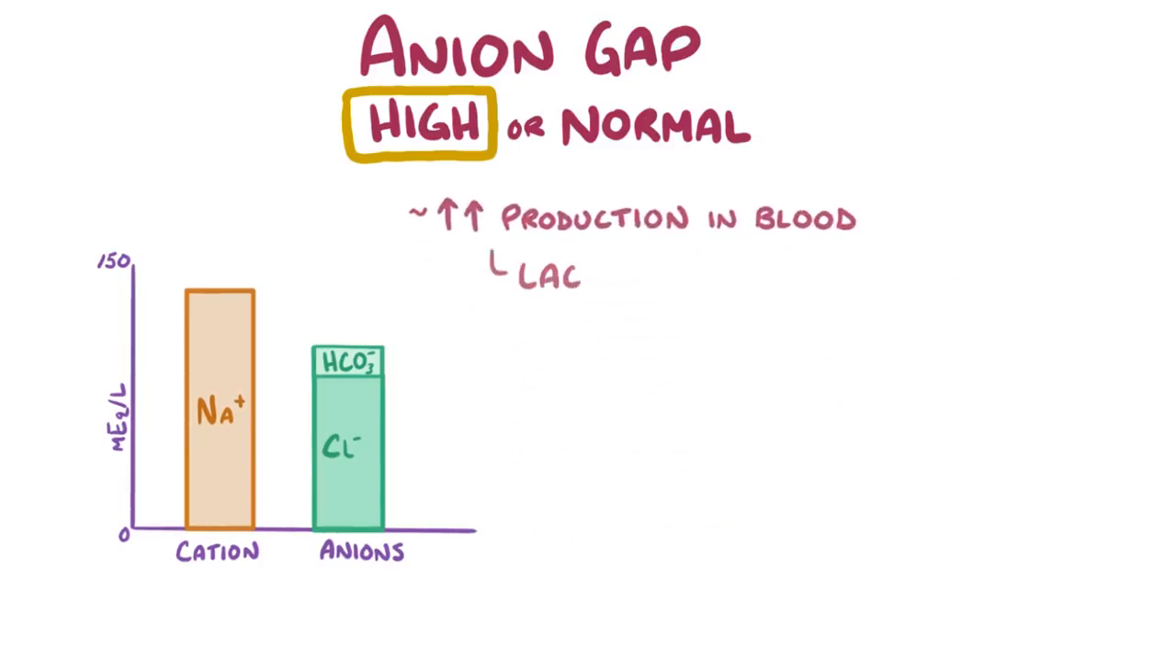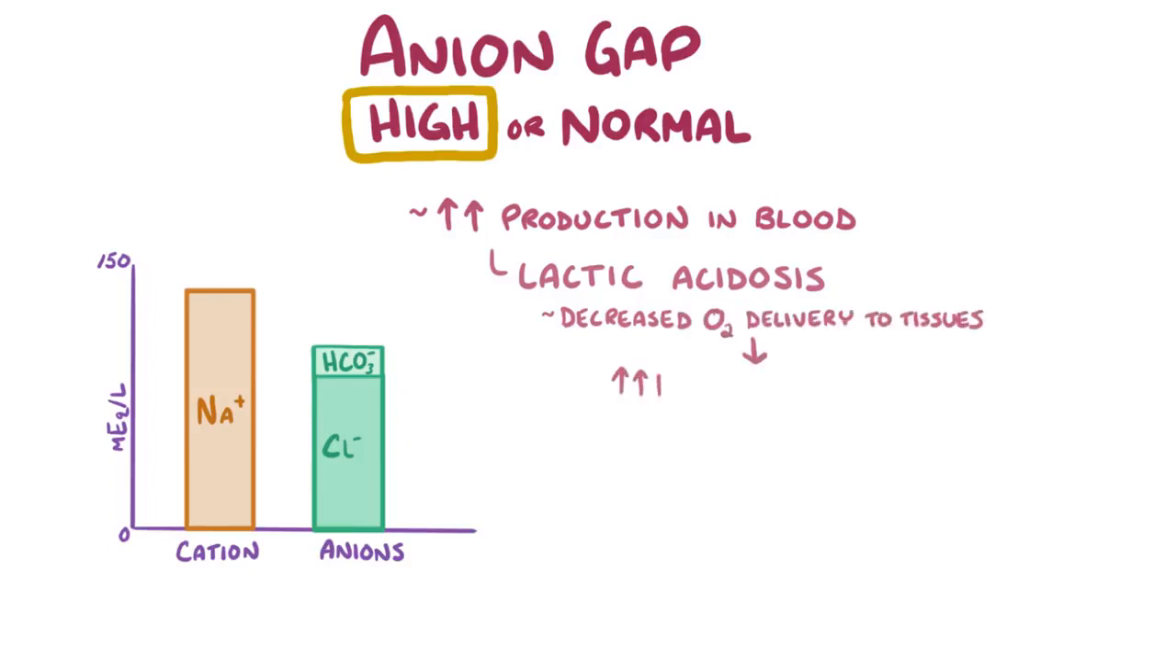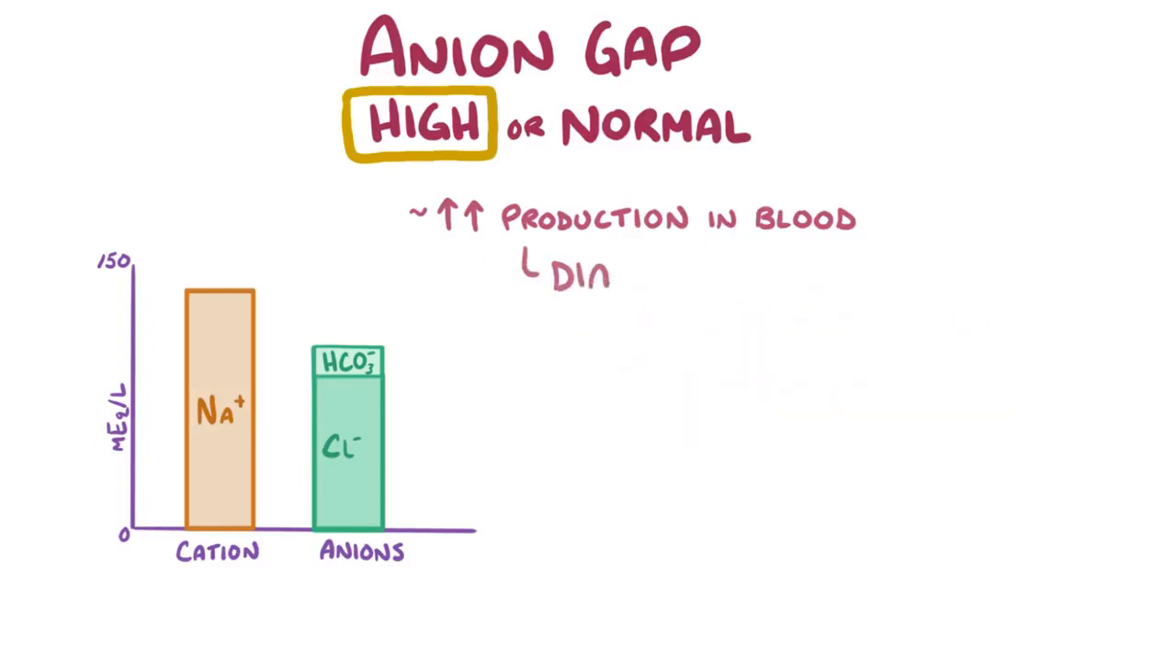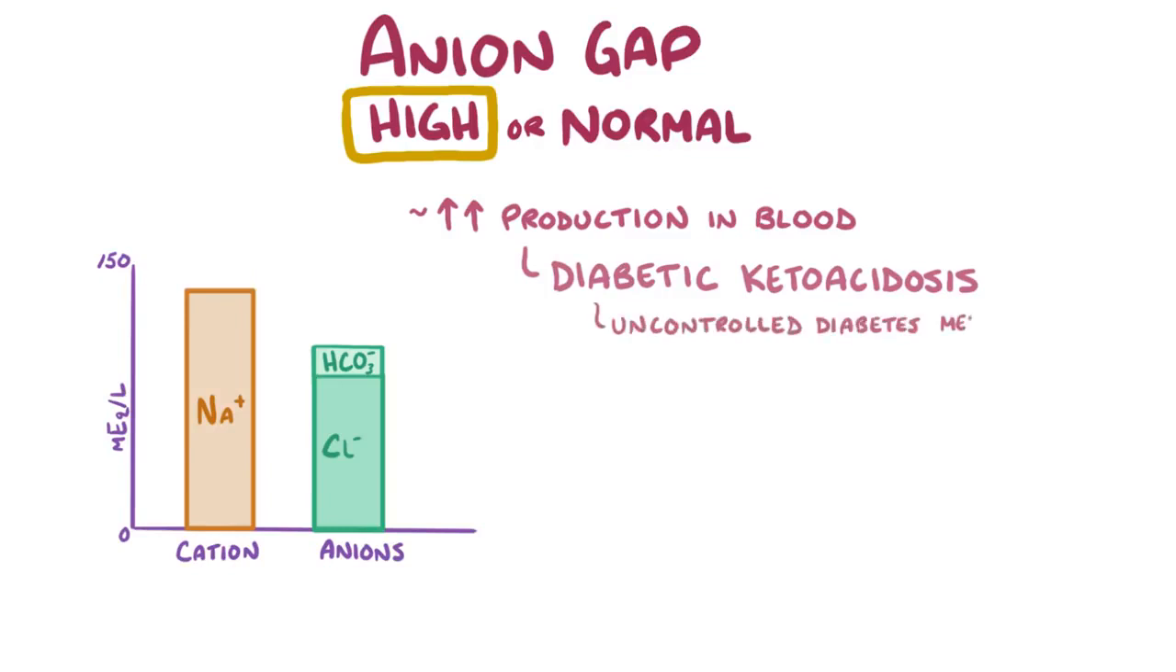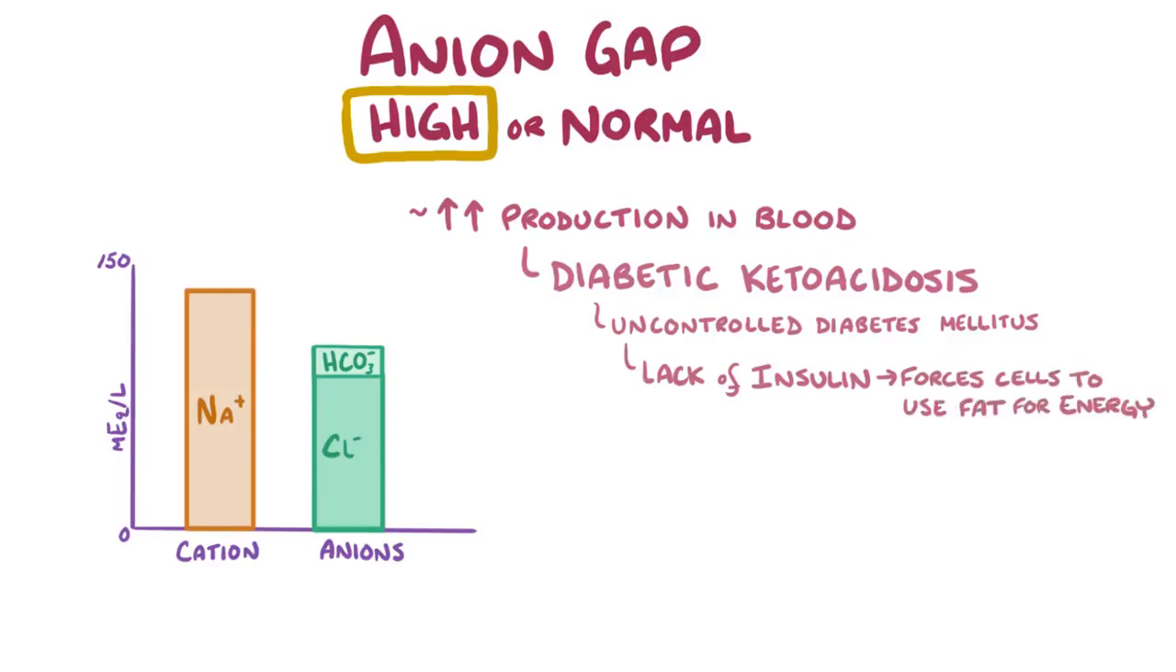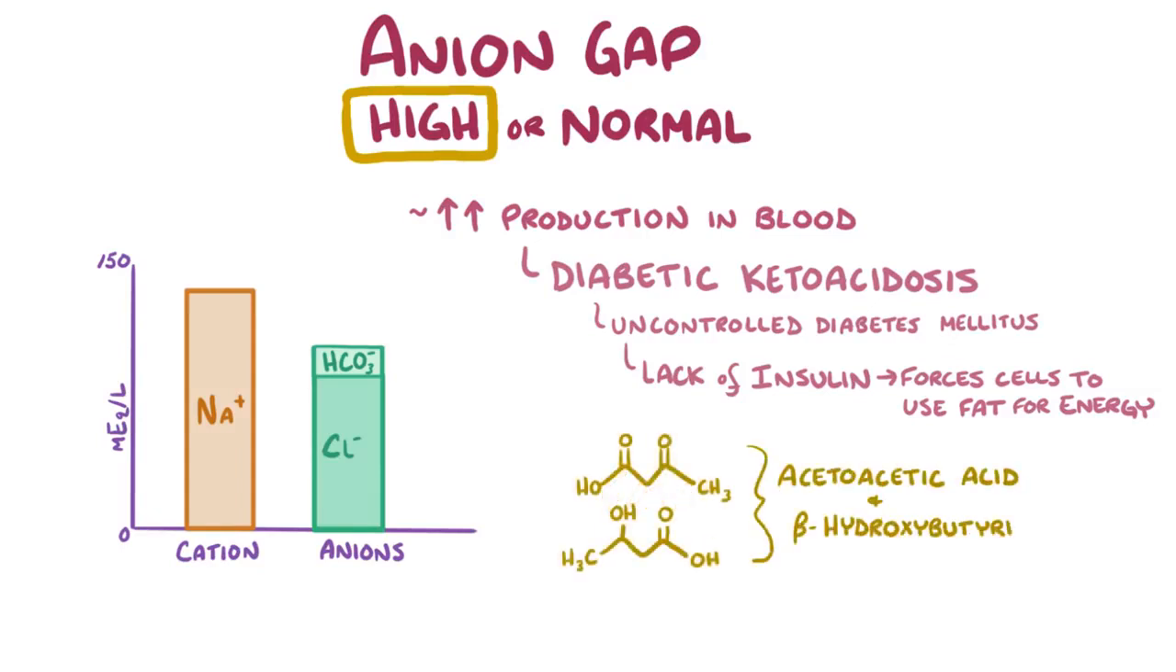One example is lactic acidosis, which is where decreased oxygen delivery to the tissues leads to increased anaerobic metabolism and the buildup of lactic acid. Another example is diabetic ketoacidosis, which can happen in uncontrolled diabetes mellitus, where the lack of insulin forces cells to use fats as primary energy fuel instead of glucose. Fats are then converted to keto acids, like acetoacetic acid and beta-hydroxybutyric acid.